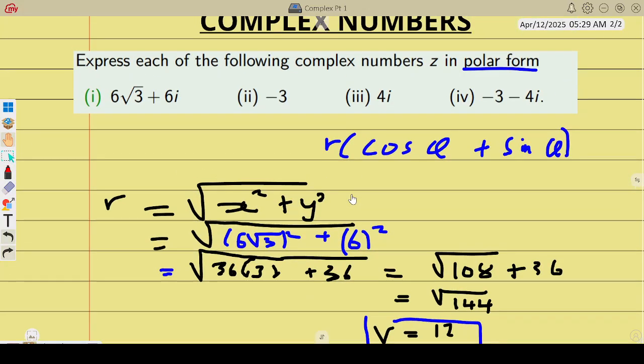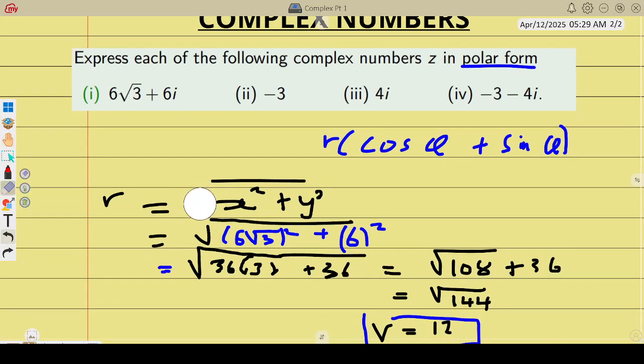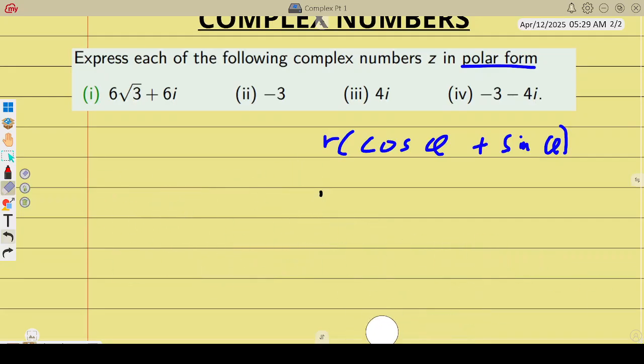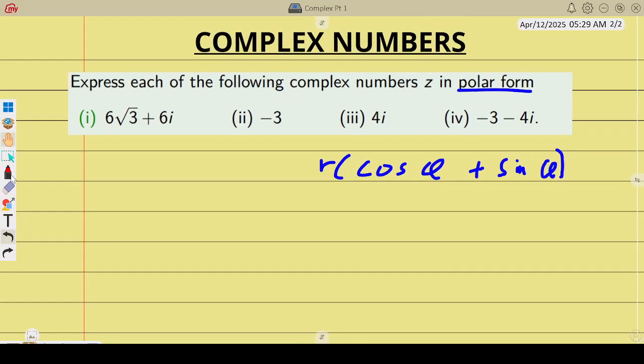So we're going to calculate the argument. So we say tan theta is equal to y over x.